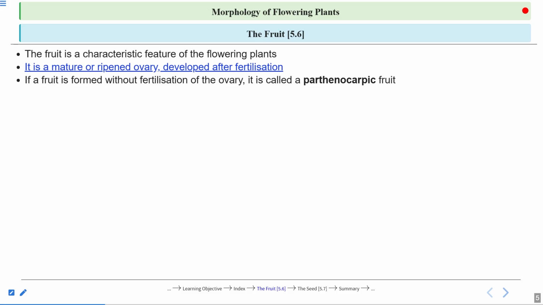But only after fertilization does this whole true fruit formation take place. But in the case of parthenocarpic fruit, how is it formed? It is a type of asexual reproduction. Seedless fruit without fertilization. Okay?